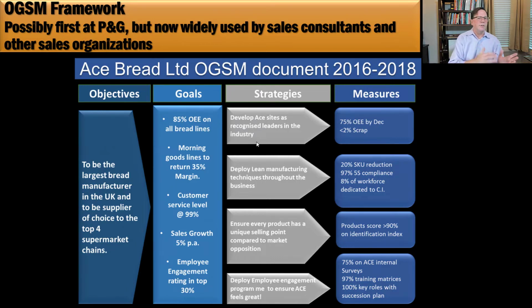We have these objectives, we have goals that support those objectives, and a lot of times there will be multiple goals for each objective. So think of the objective as the bigger idea, and the goals as subordinate aspects that are representative of moving towards or achieving that objective. And then the strategies are how you reach those goals. And then you're going to have some measure associated with it. That's basically the OGSM framework.